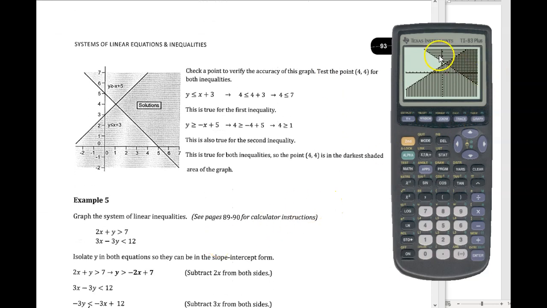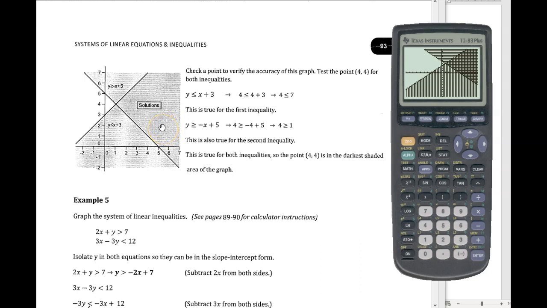So as you can see, we have our graph here, and then we have the overlapping shaded region over here where this cursor is. And as you can see, that's also shown here. It's kind of hard to see, but it's showing you that this area would be where the solutions to the system are. And so you can check the accuracy of your graph by using test points.